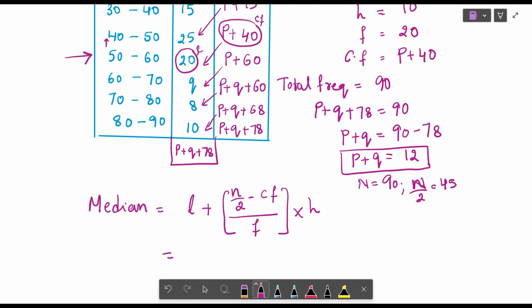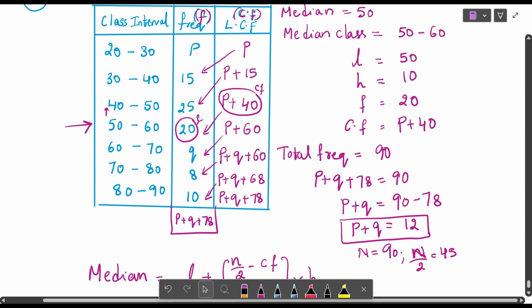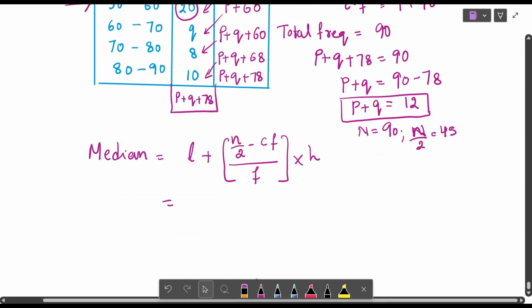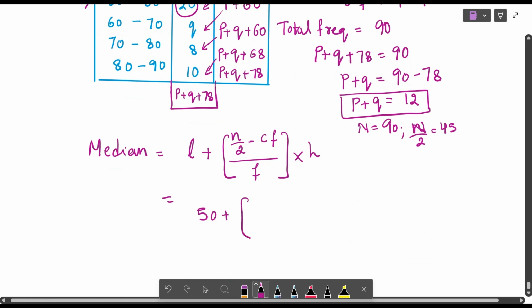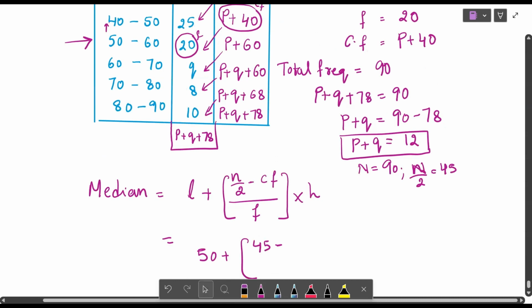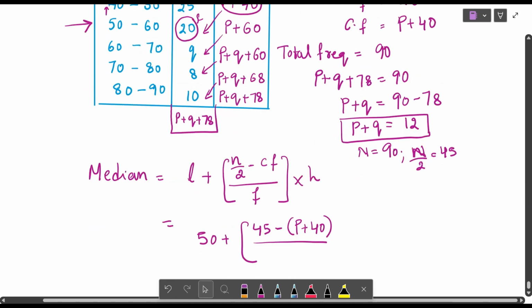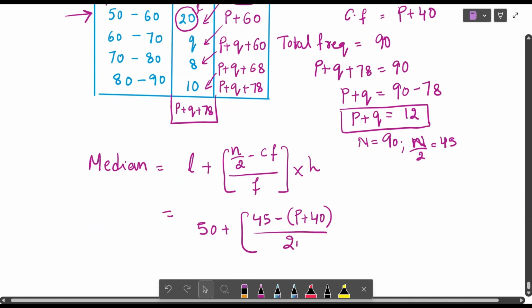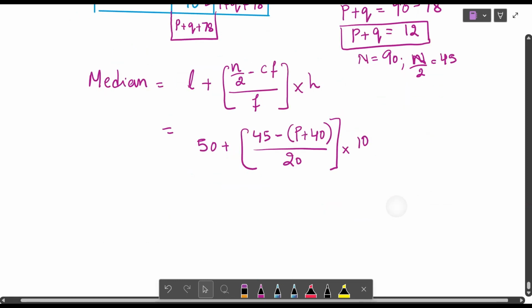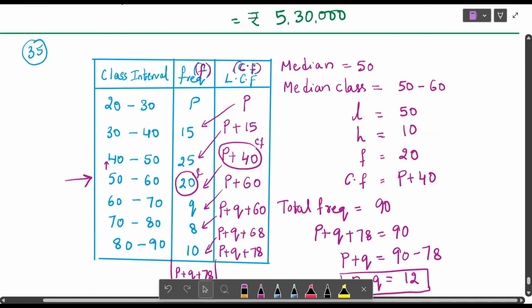Now apply all the values. L is 50. Solve carefully. Plus N by 2, which is 45, minus the cumulative frequency, P plus 40. Two terms are there, so use brackets: P plus 40 whole, divided by F. F is how much, students? 20. Into the height, that is 10. So first, the median they have already given is 50.